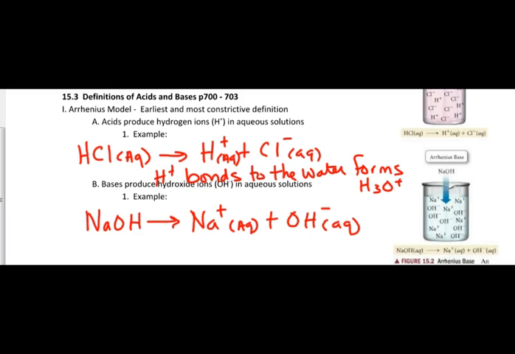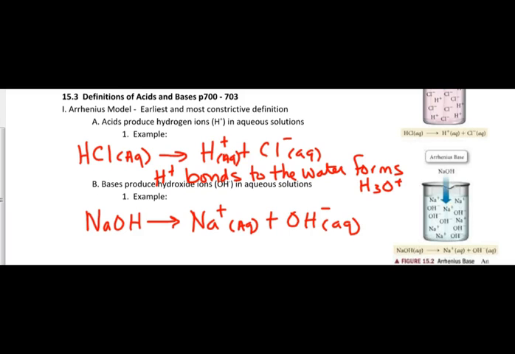It only fits certain compounds, so that's why we have more than one definition. So let's talk about the definition for an acid. Acids produce hydrogen ions in aqueous solution. What you're looking at here is hydrochloric acid, and it's dissociating in water. When it dissociates, it breaks down into hydrogen ions and chloride ions. That hydrogen ion bonds to the water and forms an H3O+ ion, a hydronium ion. You see that in some books. We'll talk more about that in Bronsted-Lowry, but we're looking at how that hydrogen just dissociates off of the hydrochloric acid.